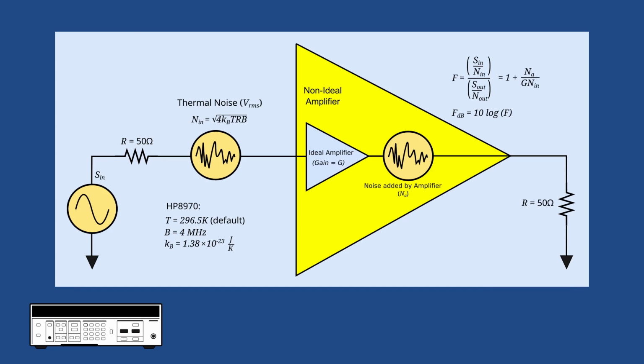Noise figure is a measure of how much a device, such as an amplifier, degrades the signal-to-noise ratio. It is the ratio of signal to thermal noise at the input to signal-to-noise measured at the output of the device.